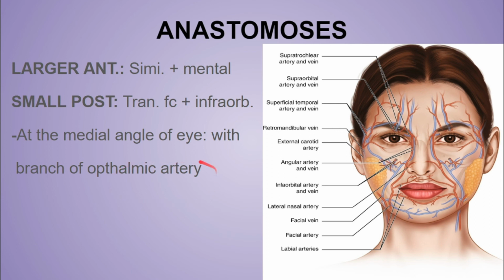This is therefore a site for the anastomosis between the branches of the external and the internal carotid artery. Why? Because the facial artery is a branch of the external carotid artery and the dorsal nasal branch of the ophthalmic artery is a branch of the internal carotid artery. So we can consider the medial angle of the eye a site of anastomosis between the branches of the external and the internal carotid artery. So this was all about the facial artery of the facial part.